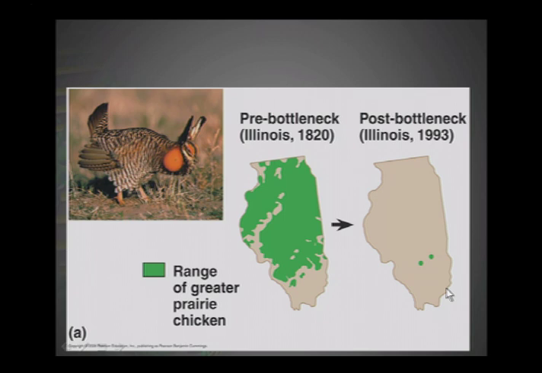Okay. Now another example is the prairie chicken in Illinois. The greater prairie chicken at one time, back in the 1800s, had a very large population, a very large distribution, and the modern distribution is highly constricted, as you can see here. So that is an example of a bottleneck.